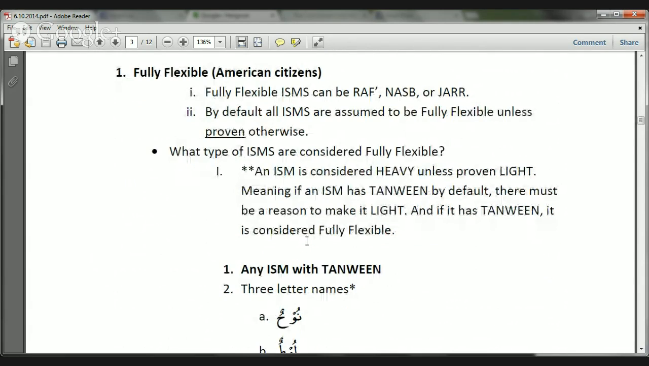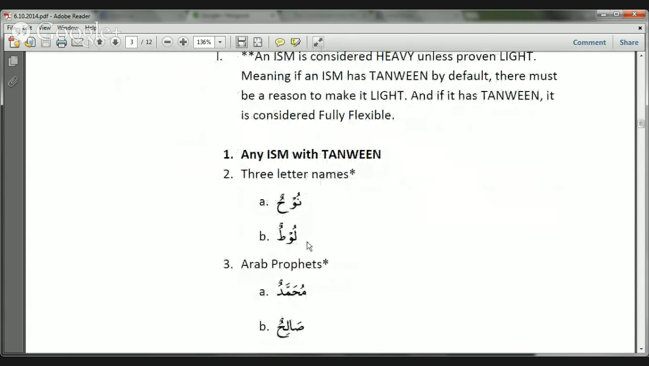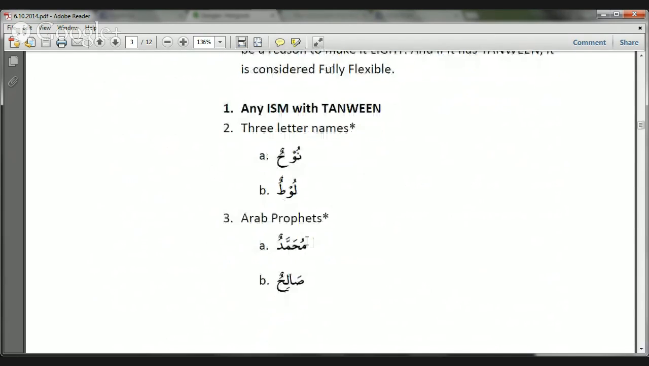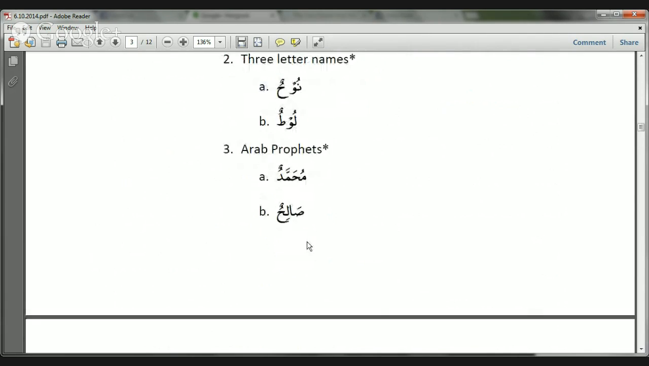What type of isms are considered fully flexible? Number one are any isms with tanween. So kitabun, rajulun, salamun, kathibun. Number two are three-letter names. Nuhun, lutun. Number three are Arab prophets. We said any Arab name for the most part is going to be considered fully flexible. It has tanween on it.